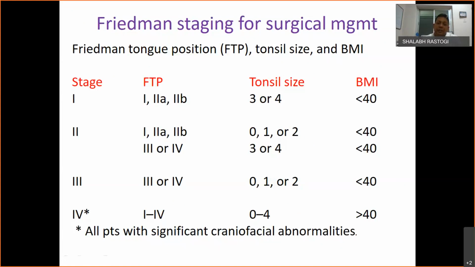In stage 3, when the tongue position is not favorable, that is grade 3 and grade 4, and the tonsil size is 0, 1, 2, and BMI is less than 40, then these patients will not respond to the UP3 procedure, only the palatal procedure. You have to do something to the base of the tongue also. And in stage 4, either you have a craniofacial anomaly or your BMI is greater than 40. These patients are not fit for surgical corrections.